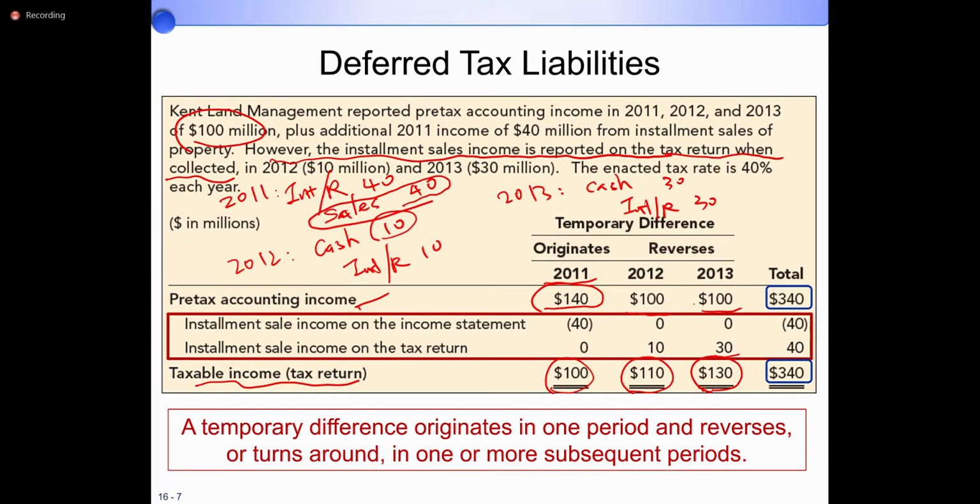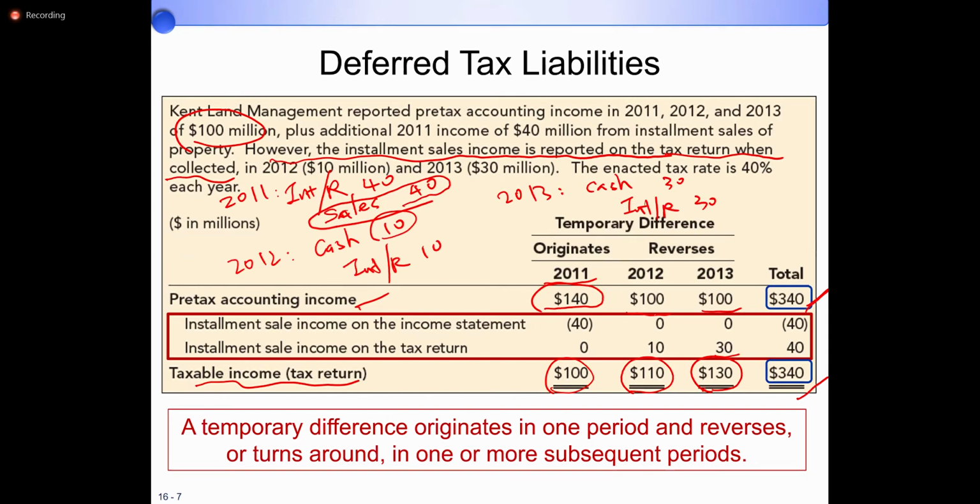So over these 3 years, the total income is 340, right? Total accounting income is 340. Total taxable income is also 340. So what do you see here? Total accounting income is equal to total taxable income. That's why the difference is only temporary. That's called the temporary differences. Question on that situation so far? Do we understand that situation?